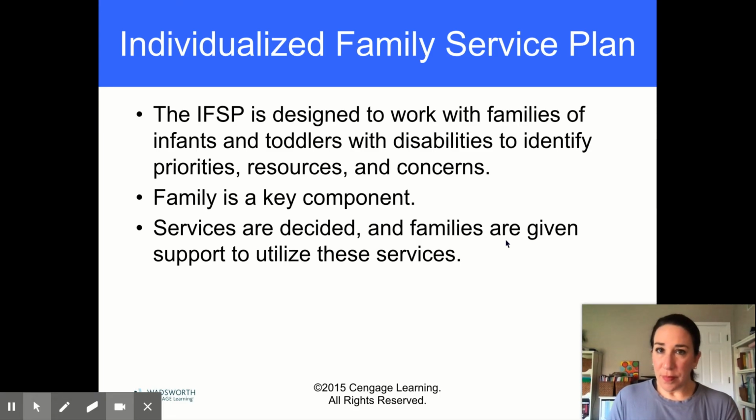IFSP, Individualized Family Service Plan, works with families of infants and toddlers with disabilities to identify priorities, resources, and concerns. Family is a key component. Services are decided, and families are given support to utilize these services. So, if you are in the middle of the IFSP process, your child has been assessed. He's been found to have a measurable delay that would qualify him for services.